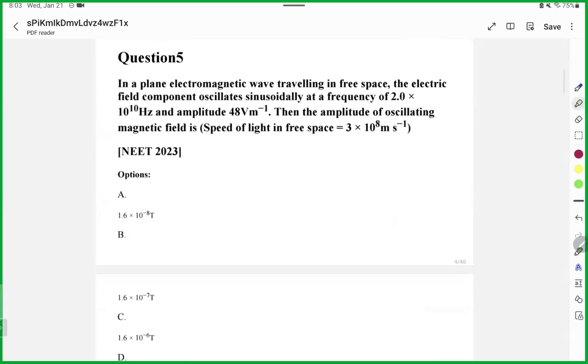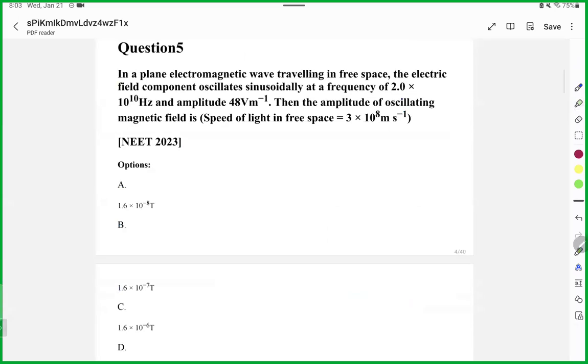Chandana, in a plane electromagnetic wave traveling in free space, the electric field components oscillate sinusoidally at this frequency and with this amplitude. So your E naught is 48. Your frequency is equal to 2 into 10 raised to power 10 hertz. Then what is the amplitude of the oscillating magnetic field? You know c will be equal to E naught by B naught. Yes, Chandana, calculate.